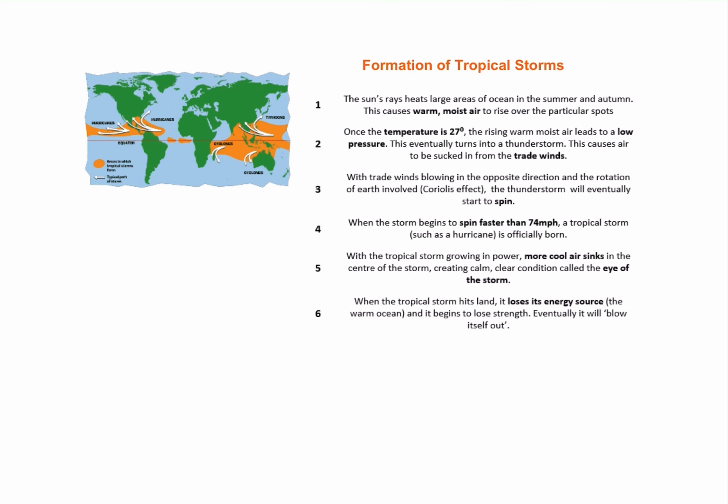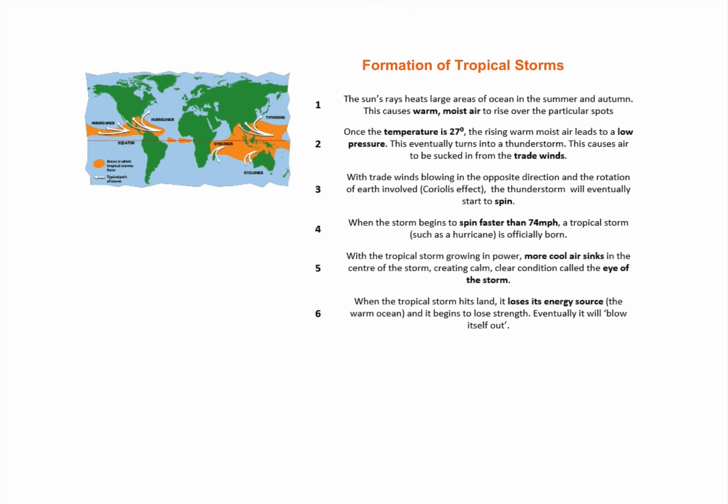So it's going to give lots of warm and moist air. If I've got a temperature of 27 degrees, it's going to create low pressure. This is going to cause air to be sort of sucked in because I'll have a nice big thunderstorm. The trade winds will blow in the opposite direction. So that Coriolis effect, those curved winds, will start to spin this massive air, my tropical storm.